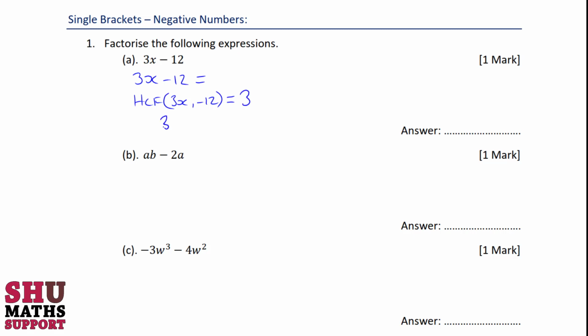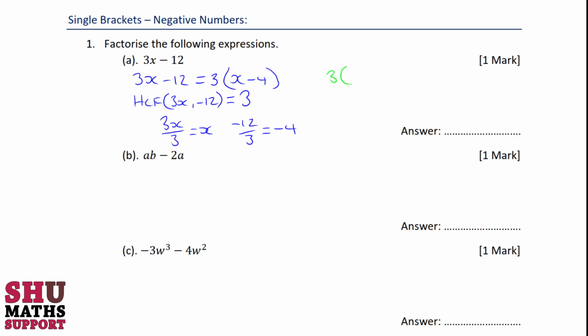Now if we do 3x divided by 3, that's equal to x. And then if we do minus 12 divided by 3, that's equal to minus 4. And then if we piece these together, we have our highest common factor, which is 3, times by x minus 4. And then we can double check our answer. So we have 3 times x minus 4 is equal to, well, 3 times x is 3x, and 3 times minus 4 is minus 12. So 3 times x minus 4 is equal to 3x minus 12, which is the original expression, so we know our solution's correct. So on our answer line, we just need to write 3 times x minus 4.